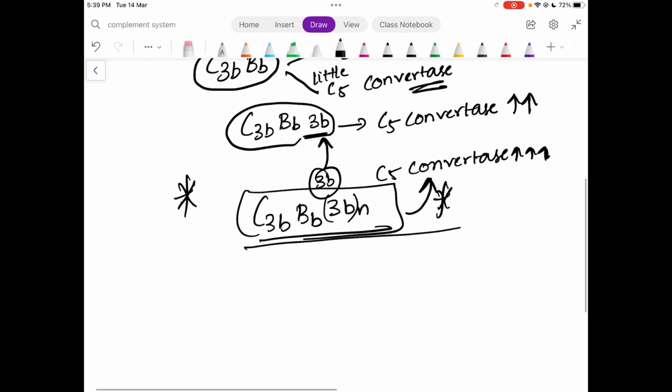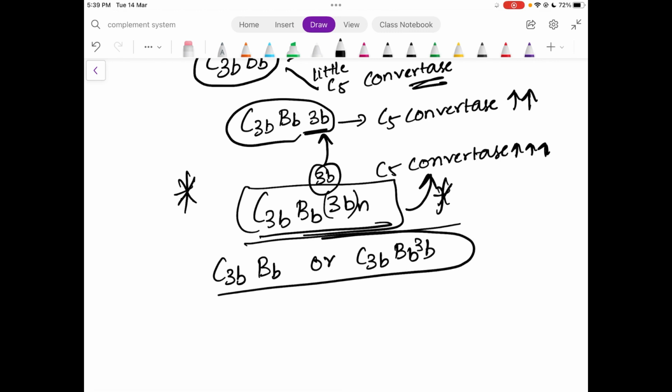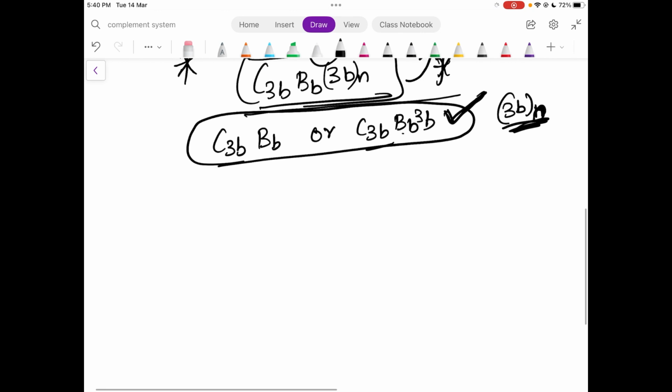Which one has more C5 convertase activity, C3bBb or C3bBb with one more C3b? Out of these two, which one has more C5 convertase activity? This one. C3b, Bb, one more C3b. If it is given like C3b to the power of n times C3b, it has more C5 convertase activity. That is the difference. This is very important.